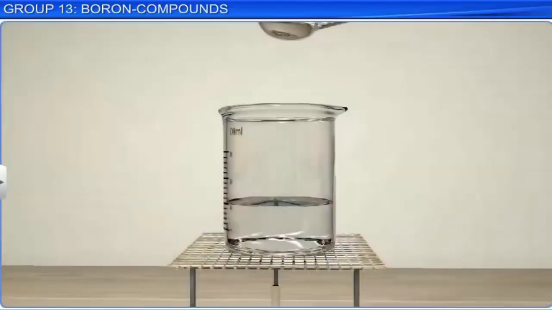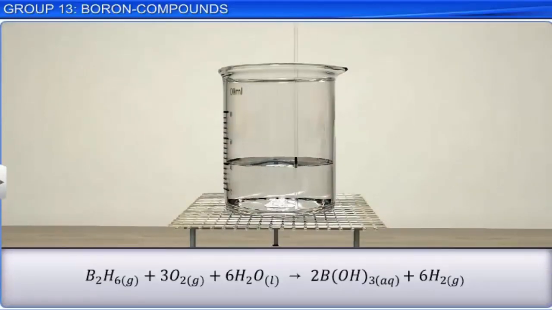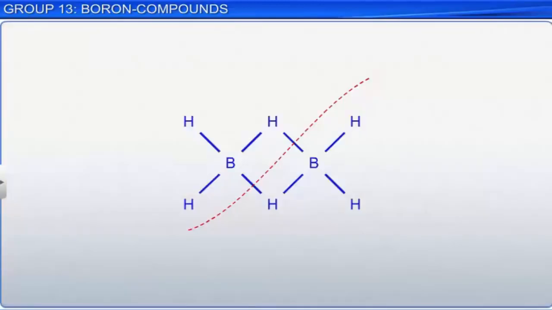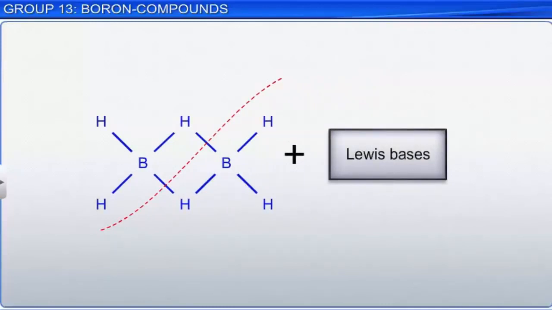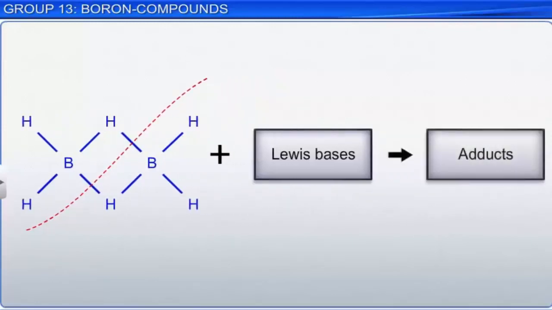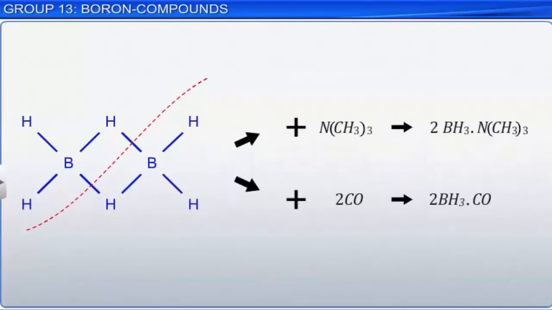When placed in water, diborane undergoes hydrolysis to form orthoboric acid, as shown in the reaction here. Hydrogen gas is also released in this reaction. Diborane undergoes cleavage reactions with Lewis bases. In these reactions, the diborane molecule breaks apart to form borane adducts with the Lewis base. Two examples of these cleavage reactions are shown: one with trimethylamine and the other with carbon monoxide.